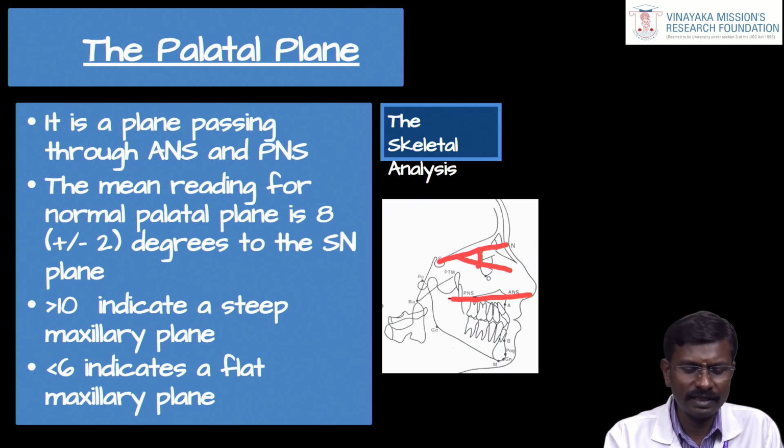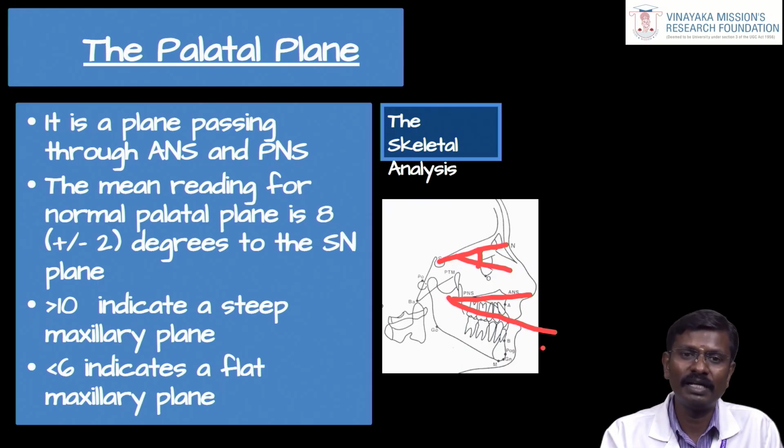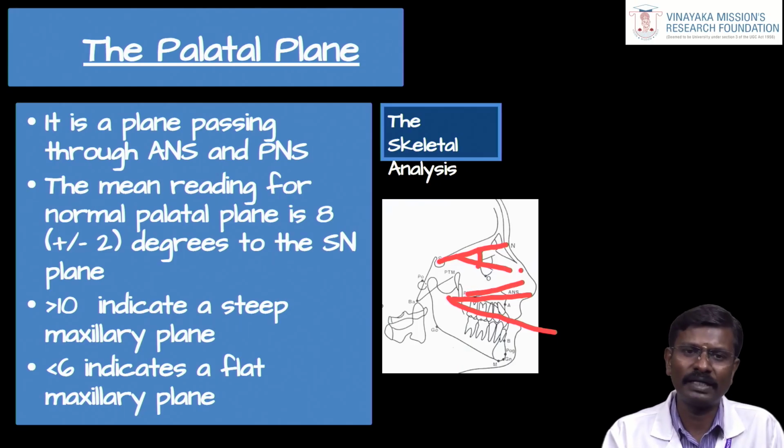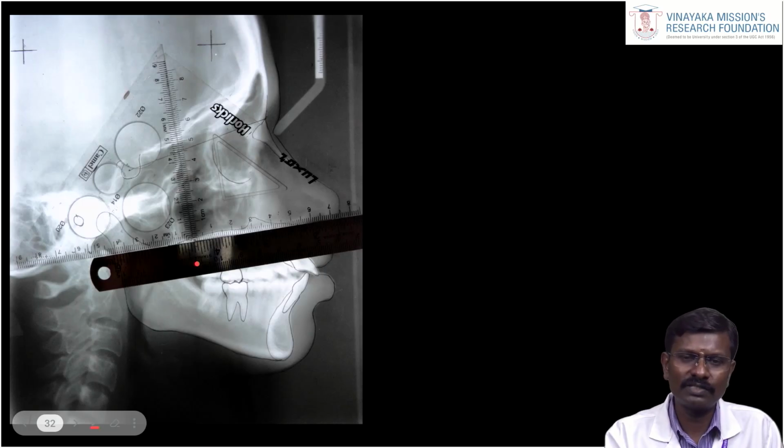If it is more than 10 degrees, it indicates a steep maxillary plane. Just imagine your maxilla is placed somewhere like this, and you get 8 degrees. See how your maxilla will be: gummy smile and more upper incisal visibility. In such cases the palatal plane will be more downward. If it is less than 6 degrees, it shows a flat palatal plane. In some open bite cases you can see the maxilla is upward, and in those cases you will get less than 6 degrees. So this is the way to transfer the palatal plane to the SN plane.